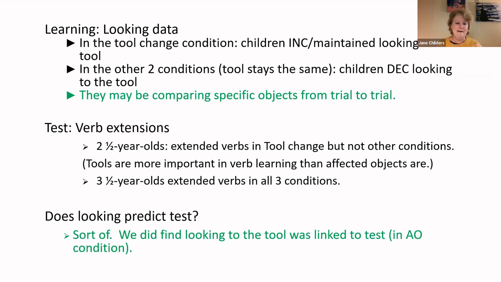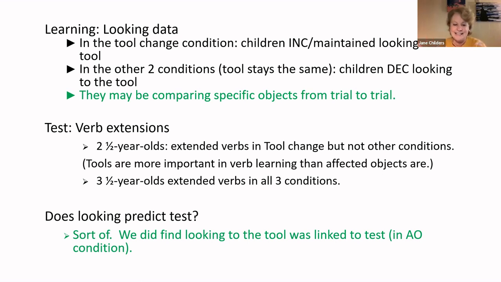recap. And just to go to the main idea. Well, okay, recap. In terms of the looking data, I like thinking this shows they're looking at specific objects from trial to trial. I think there's some evidence of that here. They do seem to adjust their looking as the trials go on to the tool, which is cool. Also, we can see that they can extend the verbs under some conditions, especially if the tool is changing.